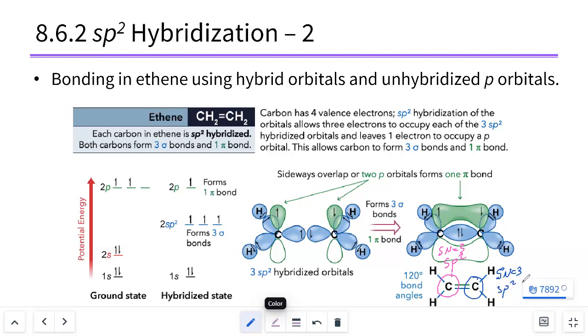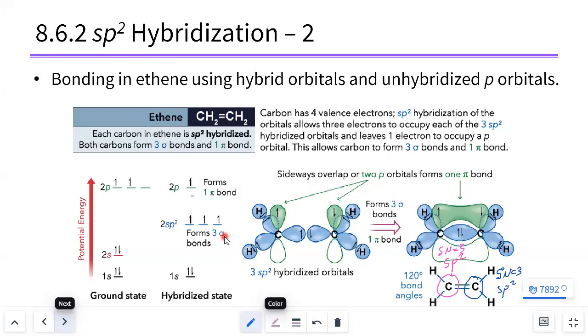Now, schematically, what does that look like for the carbon? Well, remember, carbon has 4 valence electrons. So those 4 electrons get spread out after hybridization and go into the hybridized orbitals. They're going to be the ones that make sigma bonds. One of them goes into that unhybridized orbital to make the pi bond.